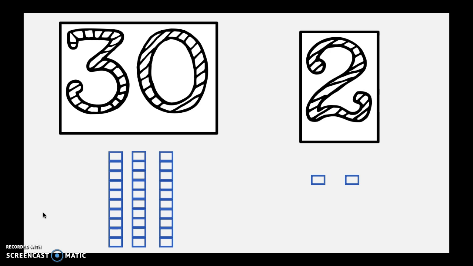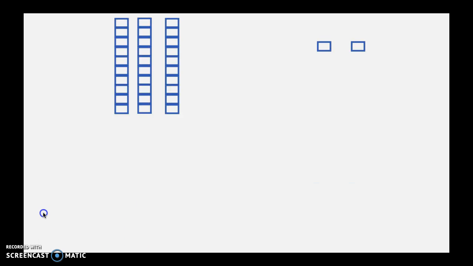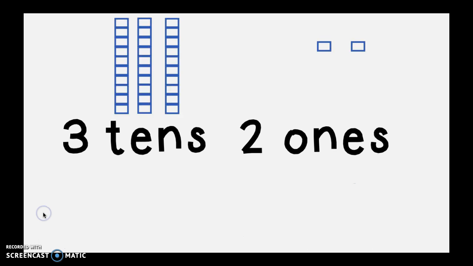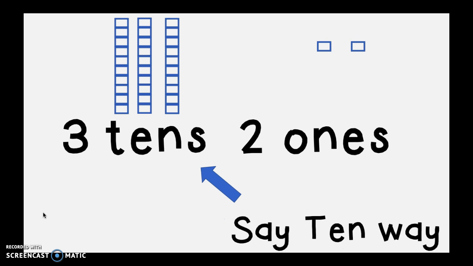So right now I'm going to describe my picture. I see that I have 3 10s and 2 1s. So I could say 32, that's the regular way, or I could describe it like this, the say 10 way, where I say how many 10s I have, and then I say how many 1s I have. In this case, I have 3 10s and 2 1s. Now, if you know me at all, you know that I like to organize my math. We're only as strong as the tools that we have. So I'm going to give you something to organize the say 10 way.